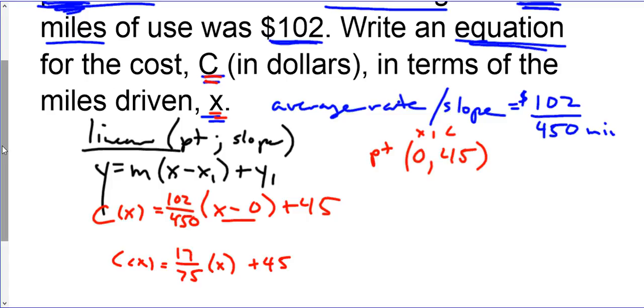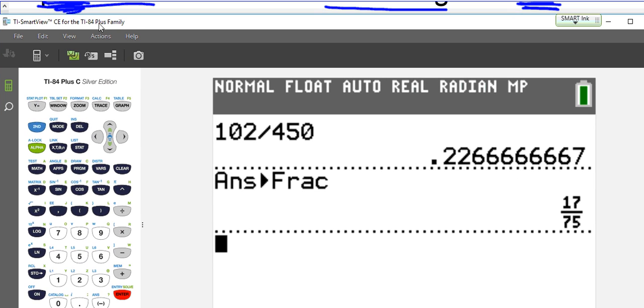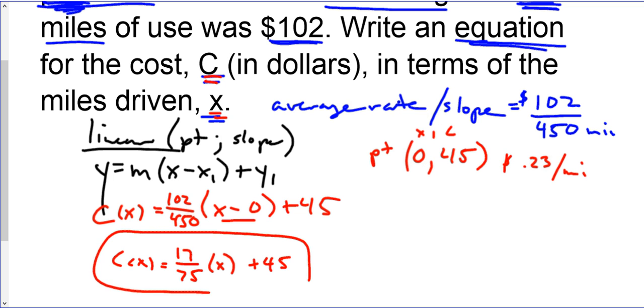There it is. So for every mile driven, we have to pay an extra 17/75 of a dollar, which is just about 23 cents. If you go back to our problem, you can see about 23 cents per mile. And that's what we're talking about here for our slope. Well, here's our equation. We answered the problem.